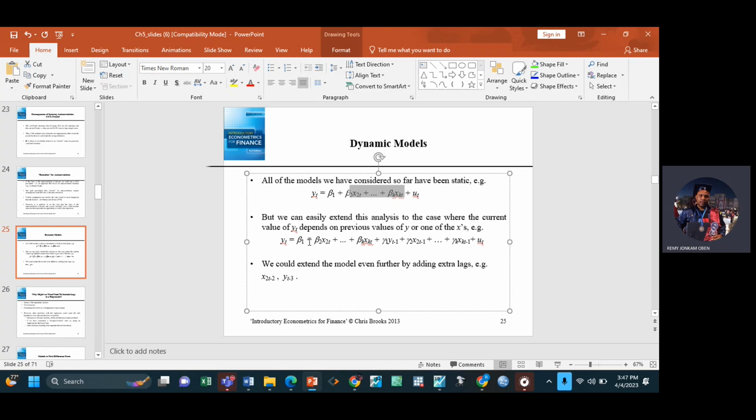So why should we use lag values of a variable? Why should a variable depend on its own lag values?